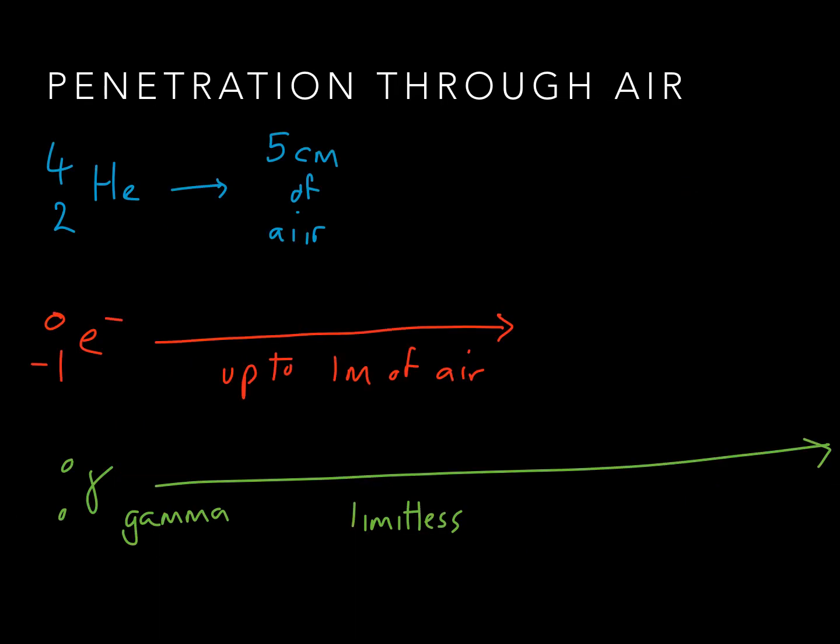So this is summed up as saying that alpha, the helium nucleus, will go through about 5 centimeters of air, beta will go through about 1 meter of air, and gamma is limitless. It'll go across massive amounts of space, including the whole solar system, quite easily.